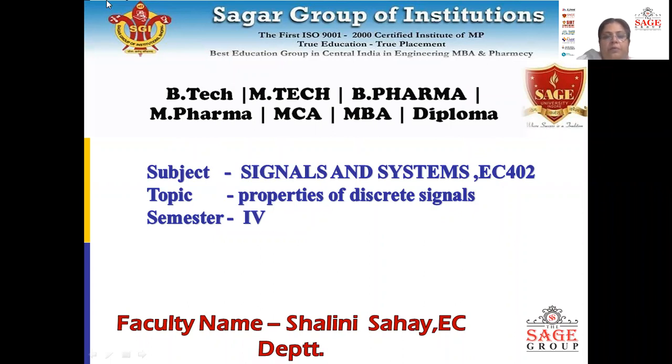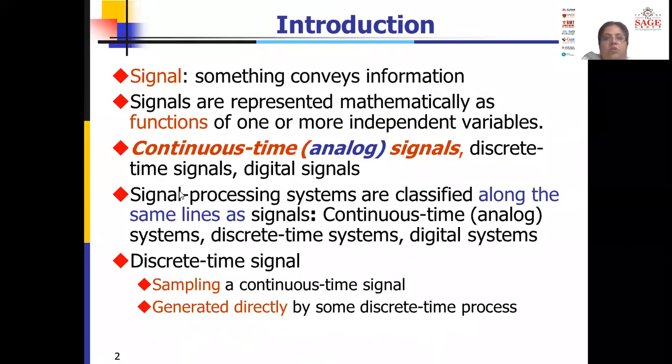Today I am going to upload my video on properties of discrete signals. As we all know, a signal is something which conveys information, which is a mathematical function of one or more independent variables. Signals are divided into two types: continuous type, which are known as analog signals, and second is discrete time signals and digital signals. Signal processing systems are classified along the same lines as signals: continuous time, discrete time, and digital systems.